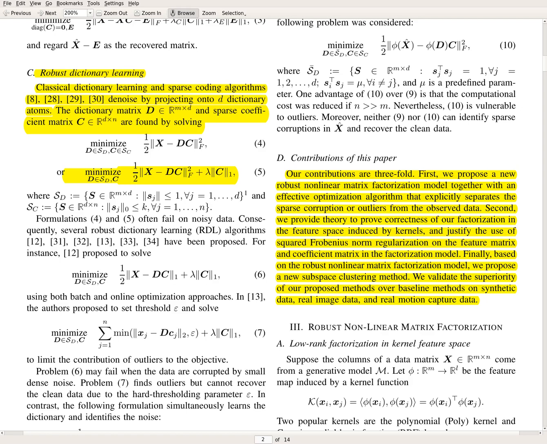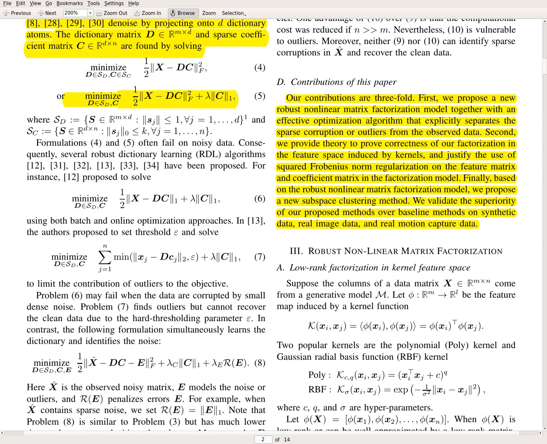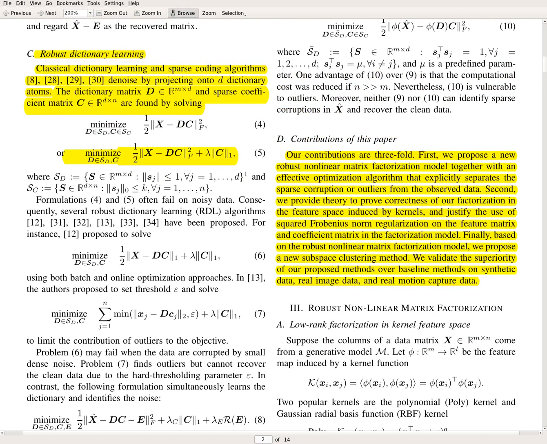So the equation is effectively minimize 1/2 of the norm of X minus D times C, so the D projection of C needs to be close to the X in the Frobenius norm squared, plus lambda times the L1 norm of C. So this is the regularization. Actually, they're looking for a sufficiently small matrix C such that the D transformation, which is the dictionary matrix, fixes it. Yeah, so basically dictionary matrix D and sparse coefficient matrix C, right?